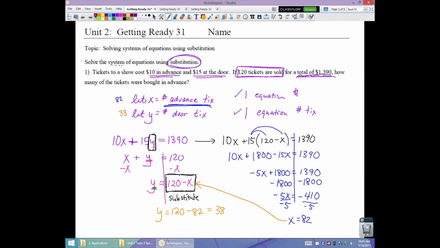Okay? Now, again, this only asks me how many of the tickets were bought in advance. So the answer to that question is 82 tickets were bought in advance.